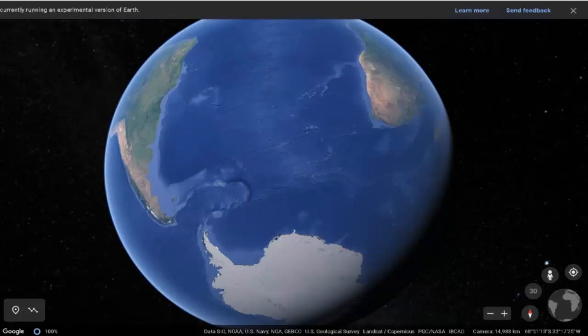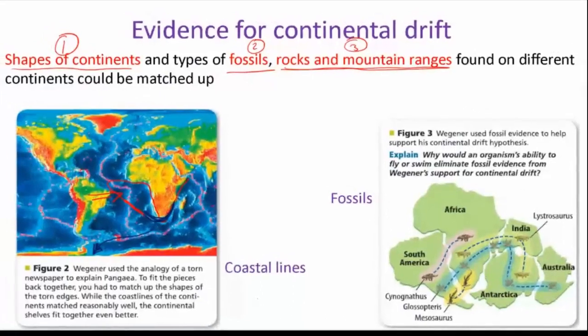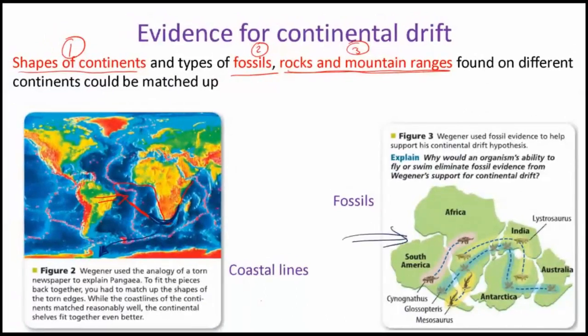So he said maybe that means all of these places were one continuous land with this shape. South America and Africa and North America, and Asia, all of them were one piece together. So this is the first one, the shapes of the continents.